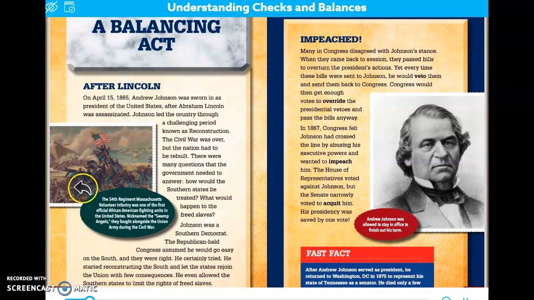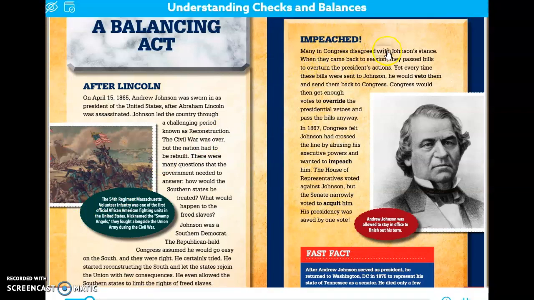Featured in the caption here, the 5th Regiment Massachusetts Volunteer Infantry was one of the first official African American fighting units in the United States. Nicknamed the Swamp Angels, they fought alongside the Union Army during the Civil War.